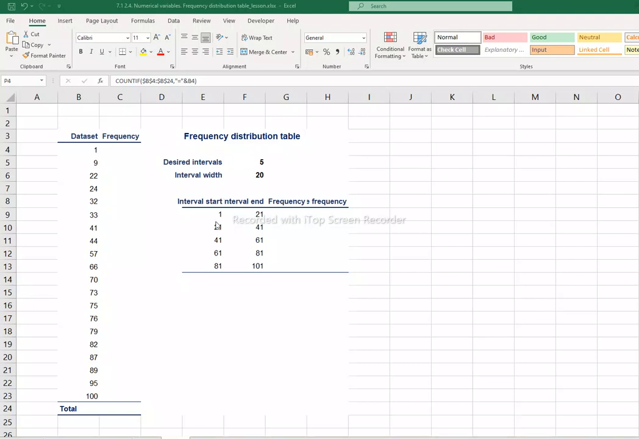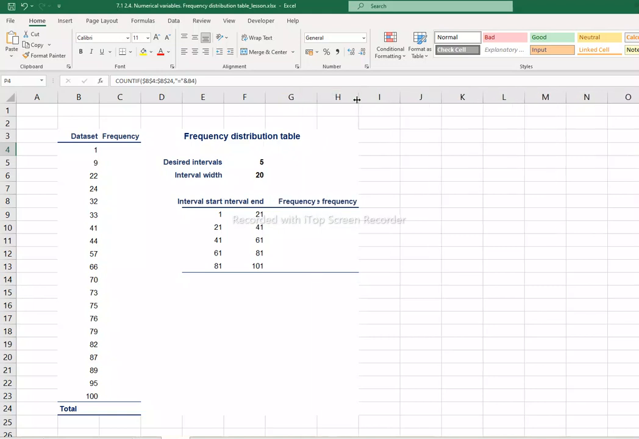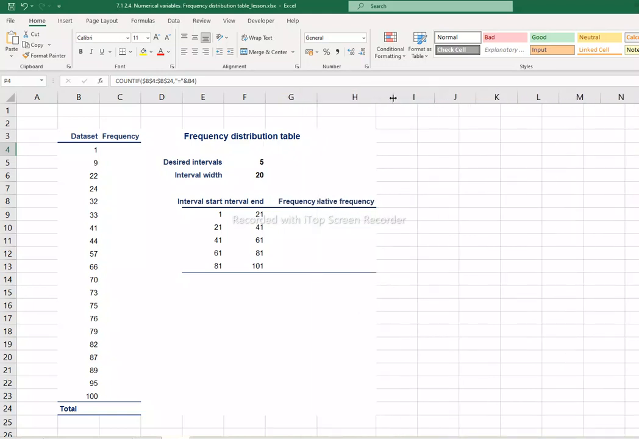In this video, we are going to make the frequency distribution table. What is a frequency distribution table? A frequency distribution table basically requires desired intervals and interval width, and you have to calculate the frequency and relative frequency. Now this is the dataset that is given to you.